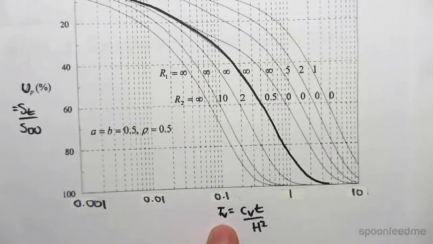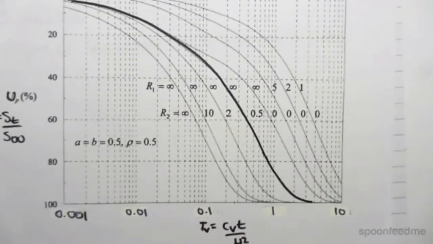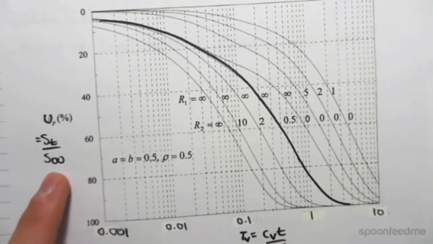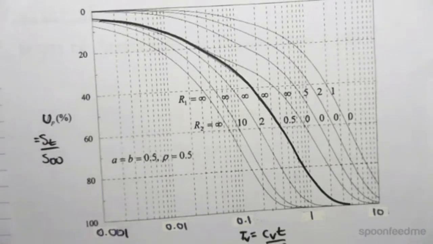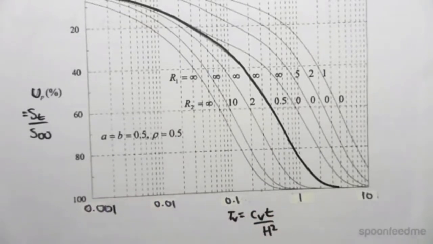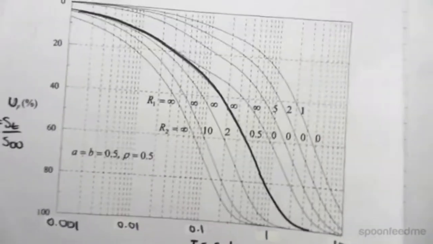Now, the reason it's dimensionless is because with many samples, you could have a sample which has its final settlement reached in 10 seconds. You could have another example where the final settlement is reached in, I don't know, 20 years. So what they do is they make it dimensionless so that it's dependent on the situation, not on a dimension of time. So that's why it's dimensionless.